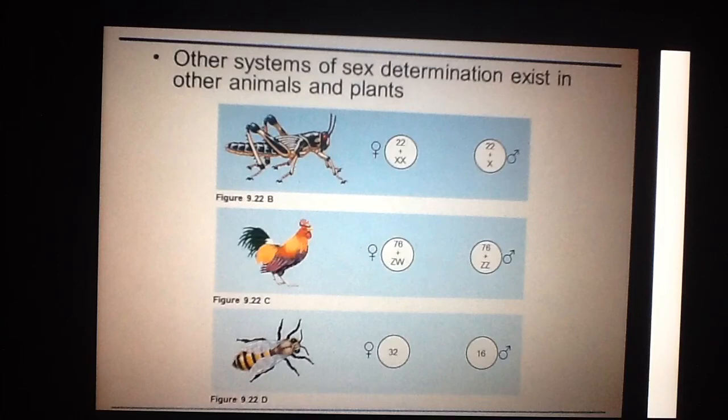Females have 32 chromosomes and males have half that number at 16. Now, the reason why this matters is because sex-linked traits are then more likely to be passed on in males. And the reason is that they only have one version of a gene.